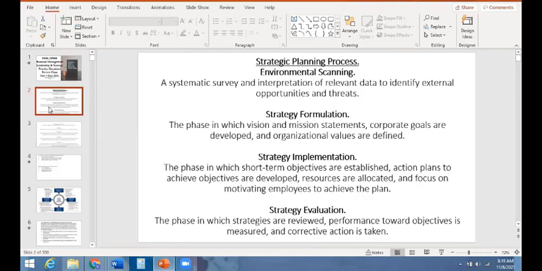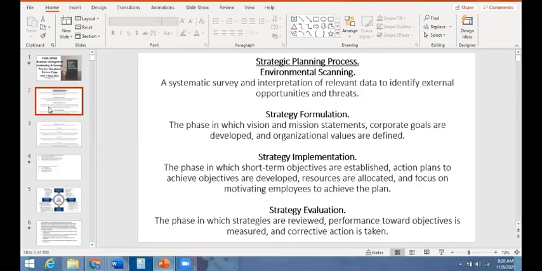Here we want to determine what's our vision, aspirational into the future. What's our mission? That's the purpose that the organization exists, the reason why the organization exists. What's going to be our values? We want to have integrity, we want to make sure that we treat our customers right. What's going to be our corporate goals?